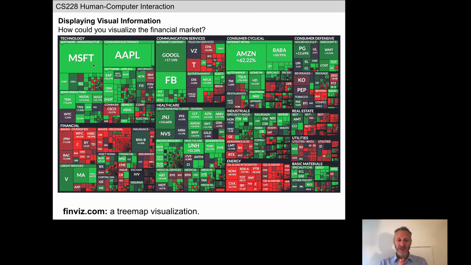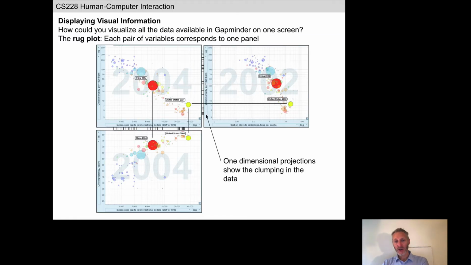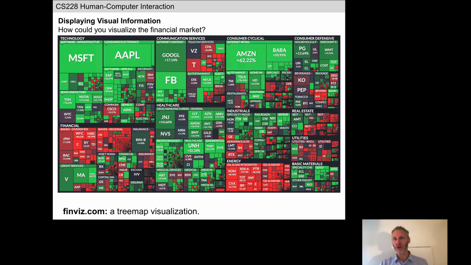So this is known as a tree map visualization. You can go to finviz.com and interact with this visualization. A tree map is a good way to visualize hierarchical information. I guess we could argue that countries are also hierarchical. We have the globe as a whole. We have individual countries. Countries are broken up into provinces and states and cantons and cities and so on. So we could, I guess, use a tree map visualization as well.